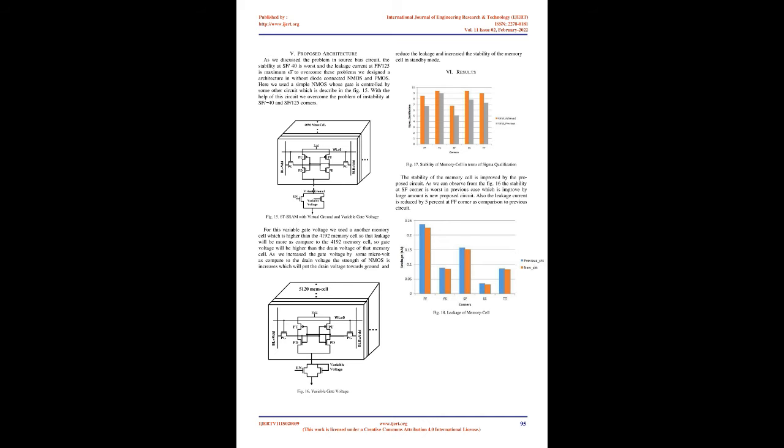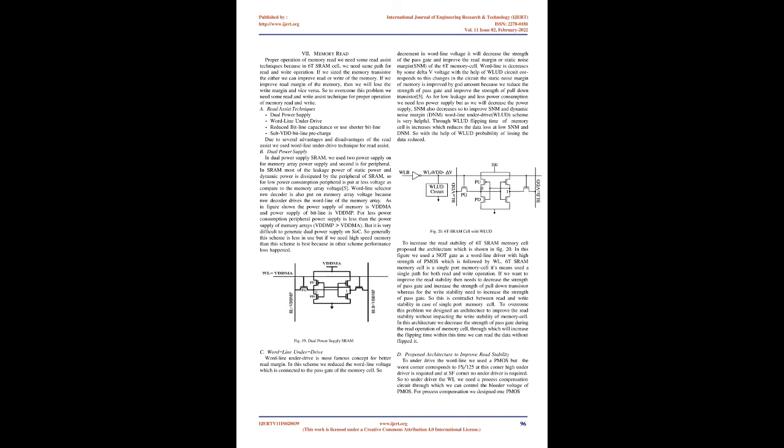But it is very difficult to generate a dual power supply on an SoC. So generally this scheme is less in use, but if we need a high speed memory then this scheme is best, because in other schemes performance loss happens. Word line underdrive. Word line underdrive is the most famous concept for better read margin. In this scheme we reduce the word line voltage which is connected to the pass gate of the memory cell.